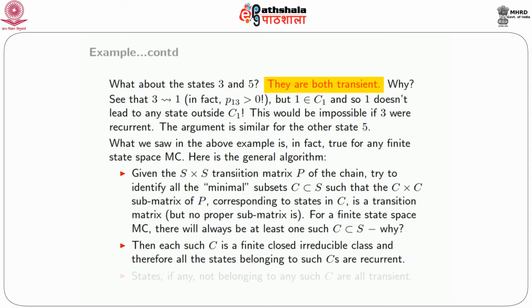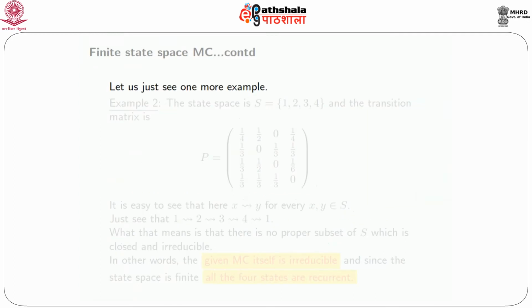Then each such C is a finite closed irreducible class. Therefore, all states belonging to such a C are recurrent. States, if any, not belonging to any such C have to be all transient. So that's the general algorithm, and we can make these conclusions without doing any computations. The only thing it rests on is being able to identify, just by looking at the transition matrix P, these minimal subsets C. Let us see one more example.